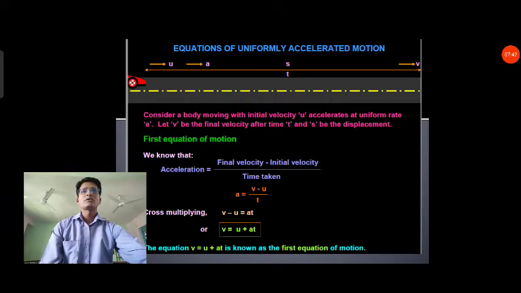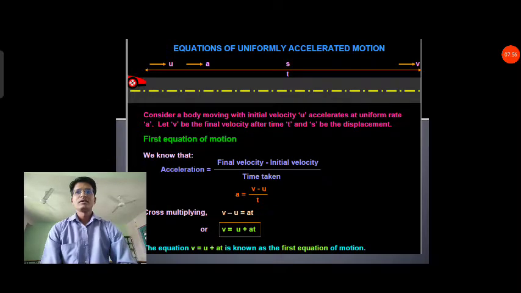when the body is moving with constant acceleration, then the motion of the body is known as uniformly accelerated motion. Here we can say the body is moving with a constant acceleration, and that's why it is known as uniformly accelerated motion. And second, the relationship among the velocity, displacement, time, and acceleration of the body is represented with the help of 3 equations, and those 3 equations we have to learn today.